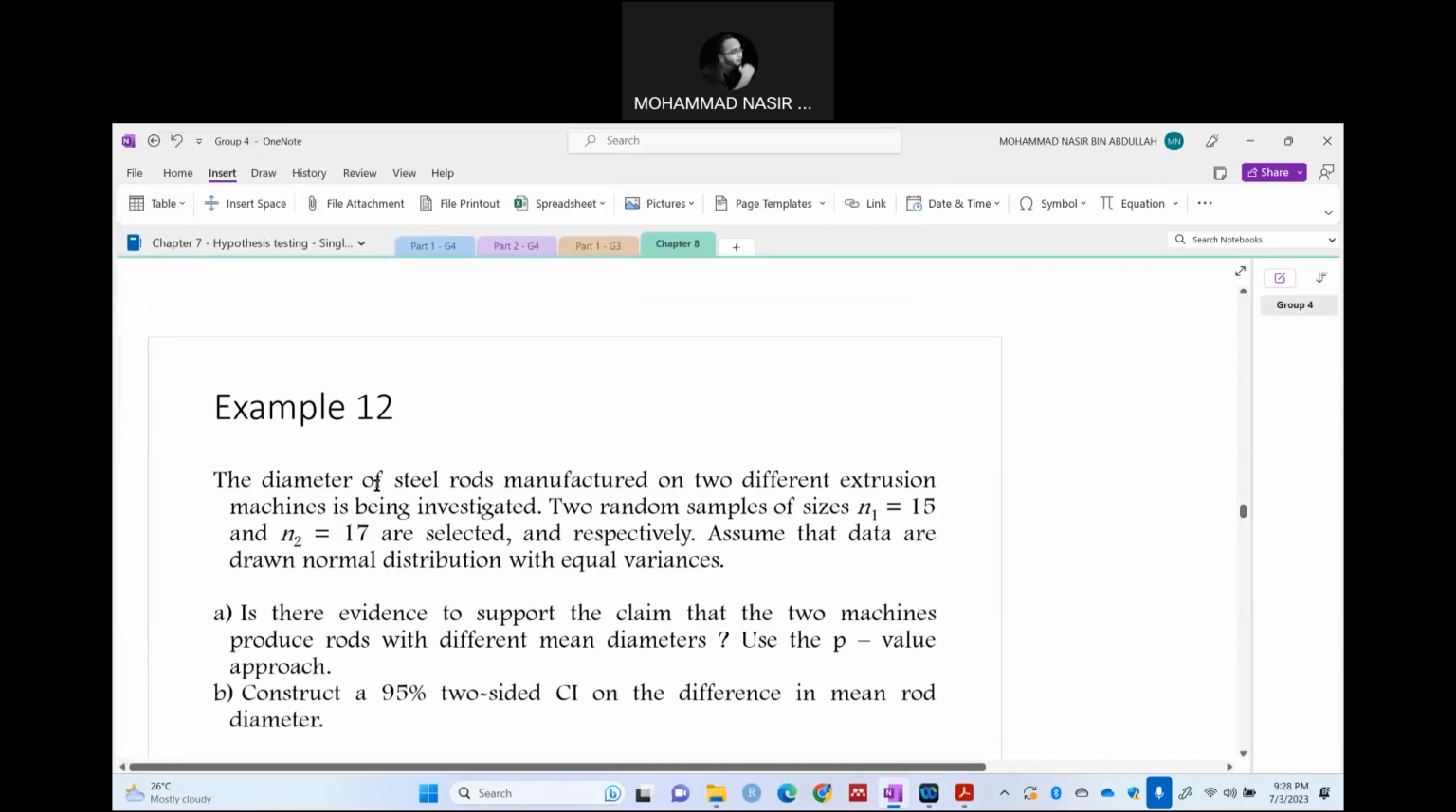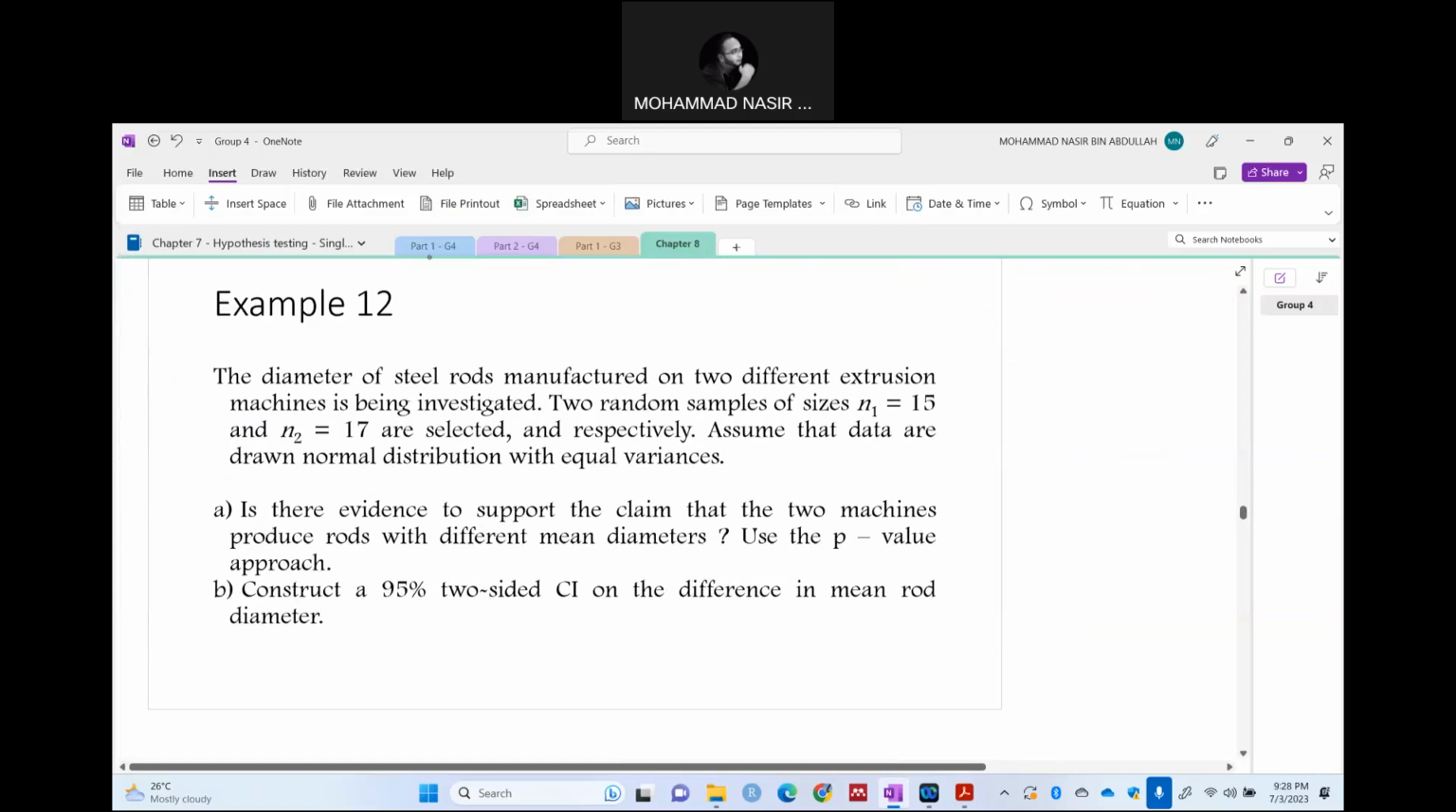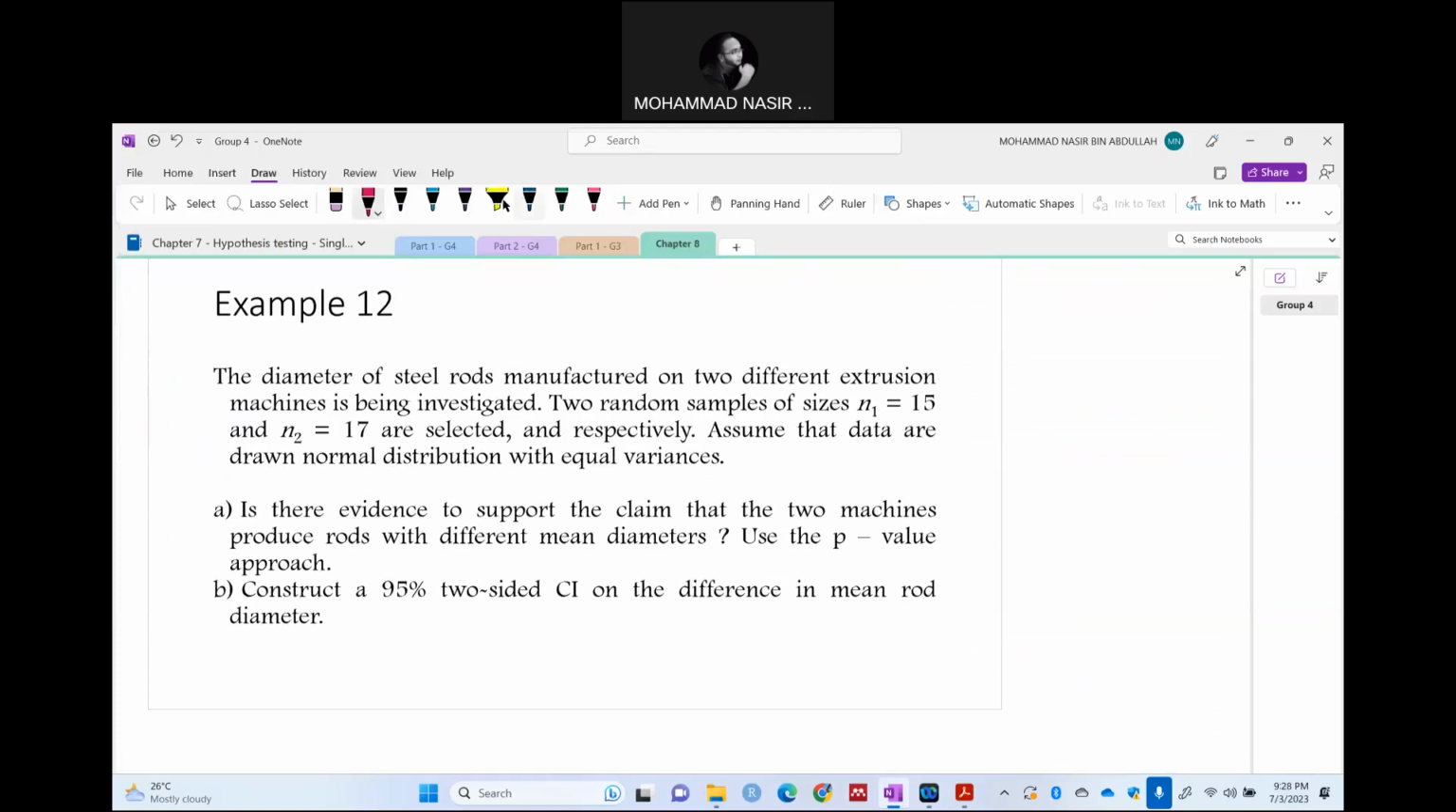So the diameter of steel rods manufactured on two different machines is being investigated. Two random samples, n1 equal to 15 and n2 equal to 17, are selected respectively. Assume data are drawn from a normal distribution with equal variance. Oh, this question is missing something. I didn't finish writing it. Wait a moment, I write it fully here.